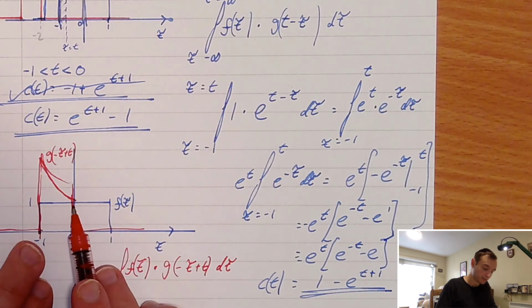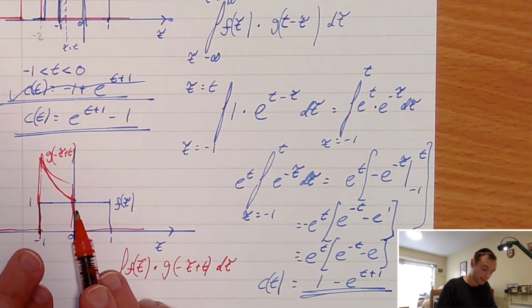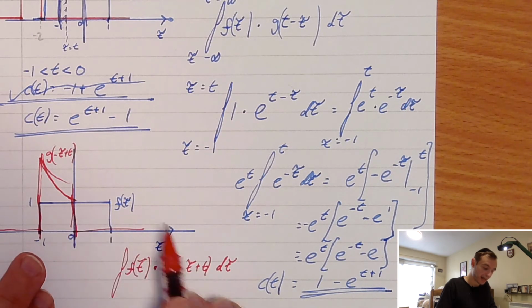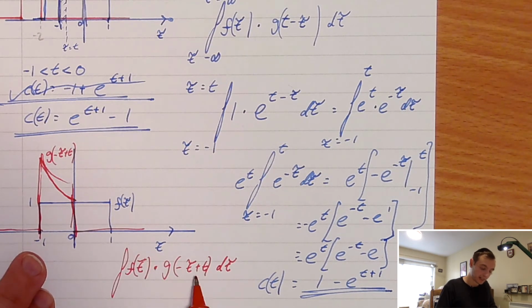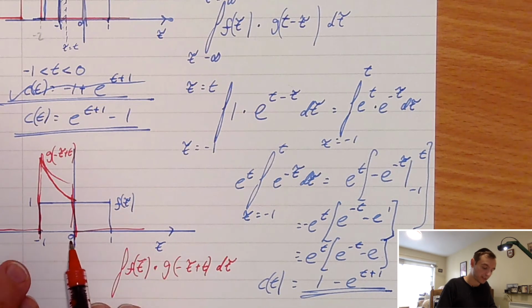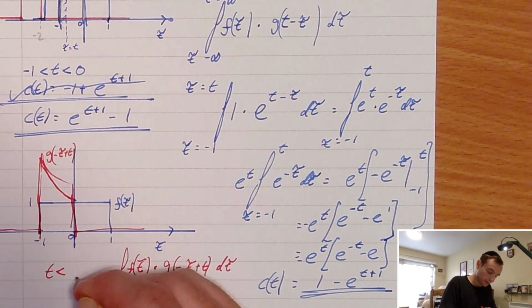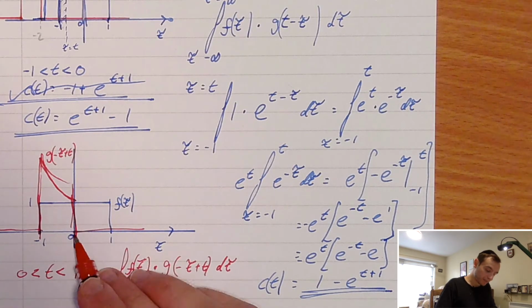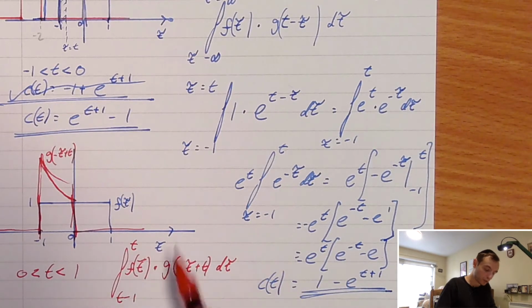And f of tau is going to remain at 1 between t equals 0 and 1, and g of minus tau plus t is going to remain at e to the minus tau plus t between values of t equals 0 and 1. This is the very tricky bit, really. Just thinking about evaluating what the functions are going to be at the different limits and then setting the limits correctly. So between 0 and 1, the limits are going to be t and t minus 1.